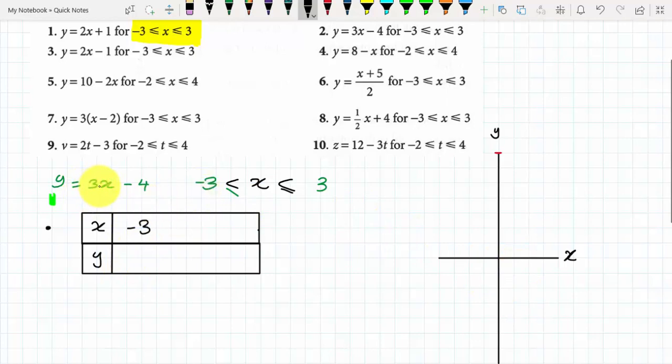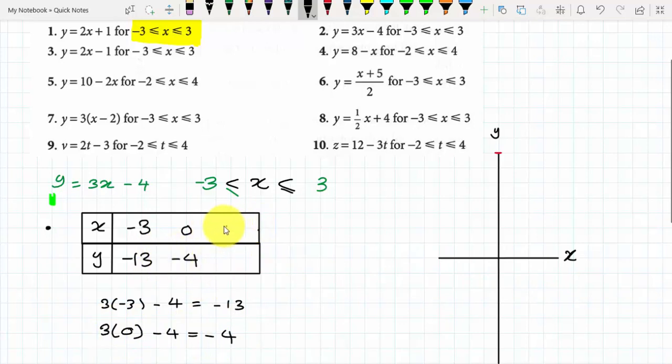If we put -3 in place of x, we will have 3 times -3. 3 times -3 is equal to -9. Minus 4, it will be -13. If we put 0, 0 is an easy number for x. That's why most of the time I use 0, because it makes this side straight away 0. What's remaining is only the constant, the number. 3 times 0 is 0, minus 4 is just negative 4.